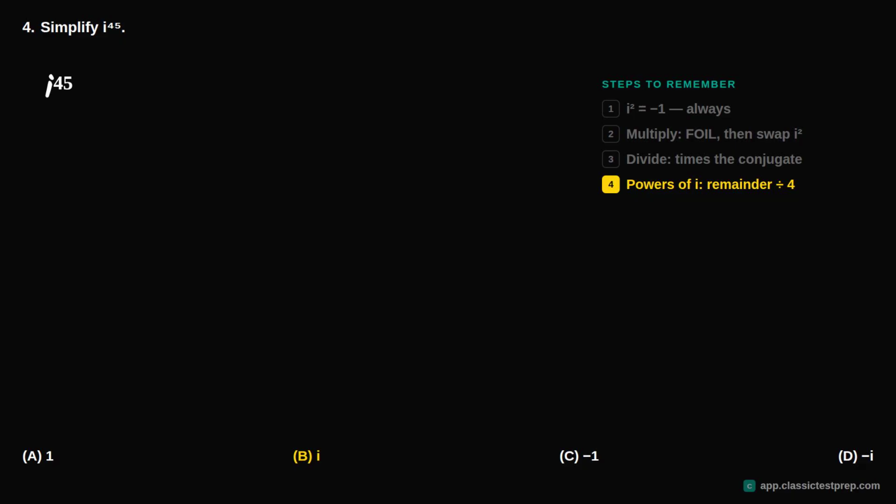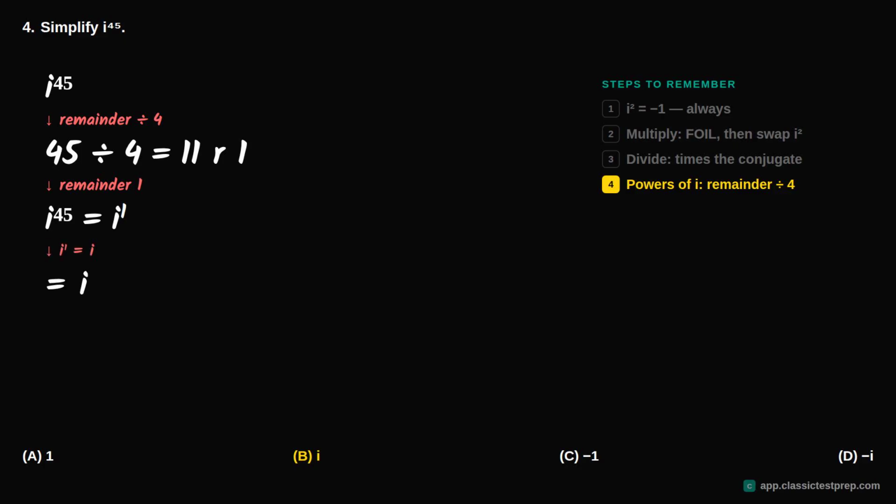All right, last one. Simplify i to the 45th power. And here we have our remainder trick. The powers of i repeat in a cycle of 4. We divide this by 4, and we get the remainder. So 45 divided by 4 is 11, and then we have a remainder of 1. So this expression, i to the 45th power, is going to be the same value as i to the first power, which is just i, and that's answer choice B.